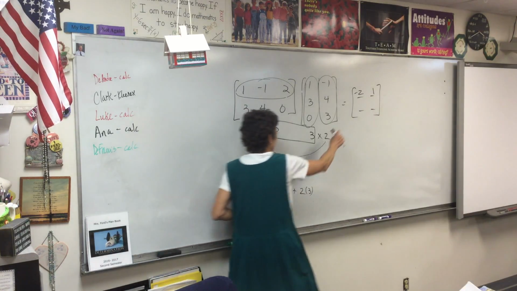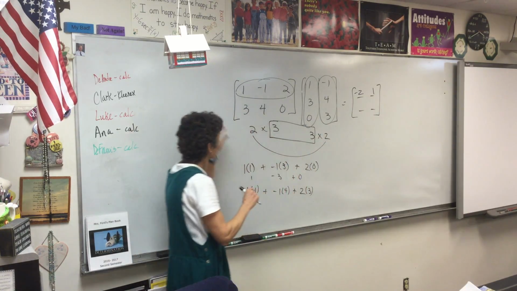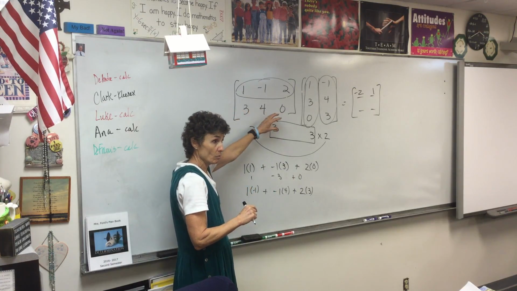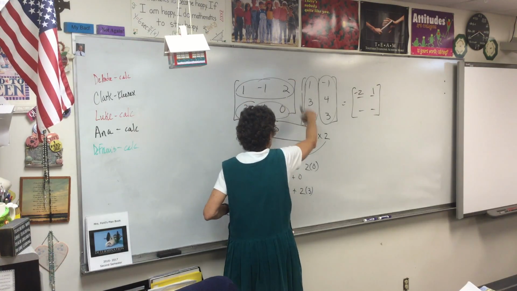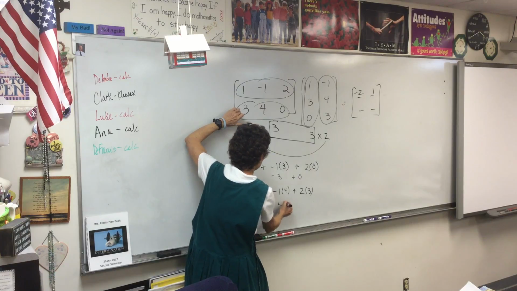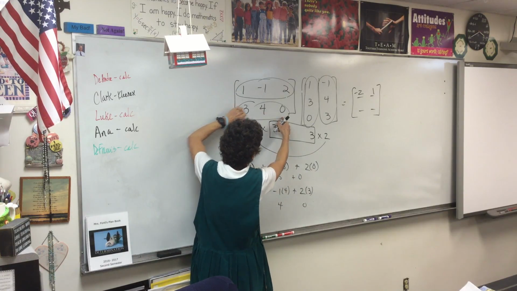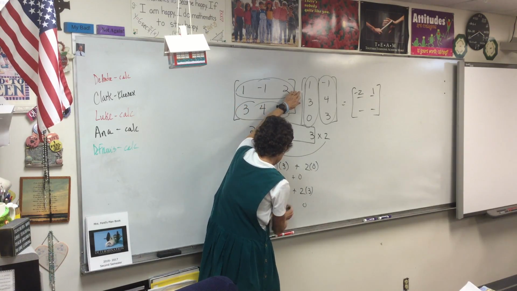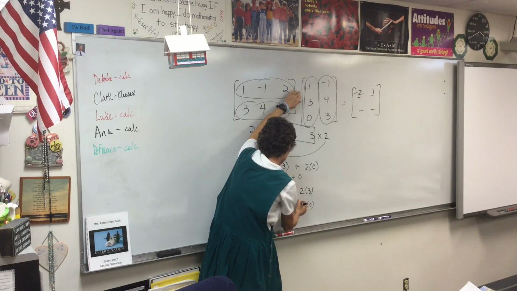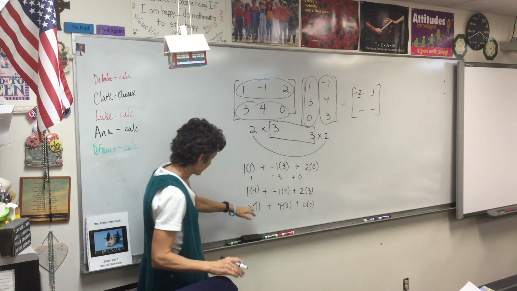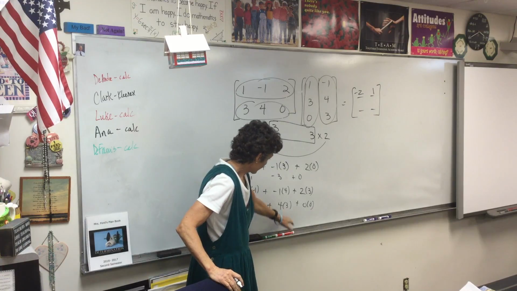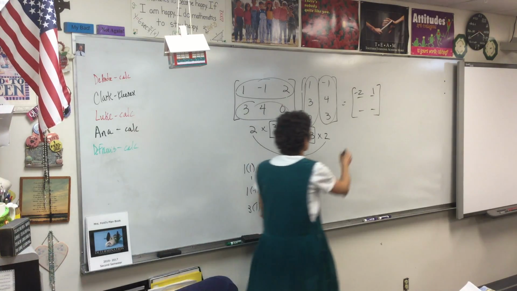Now I'm ready for this spot. How do I find it? Second row, first column. So here's my 3, 4, and 0. And then my 1, 3, and 0. Add them up. What do I get? 3 and 12, so 15.